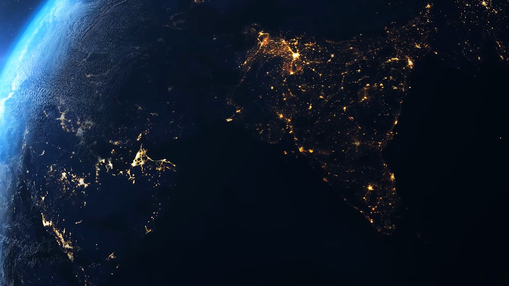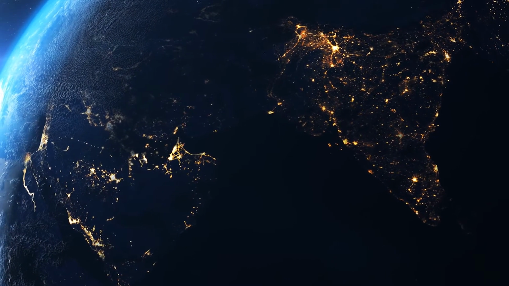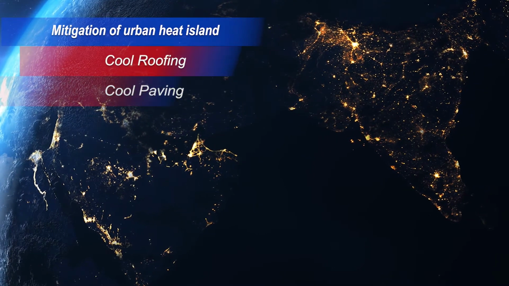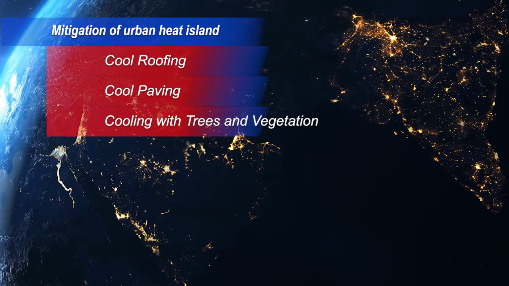On a global scale, we can see 3 major urban heat island mitigation strategies that are currently used around the world. Those are: 1. Cool roofing, 2. Cool paving, 3. Planting trees and vegetation. Now let's look at them one by one.